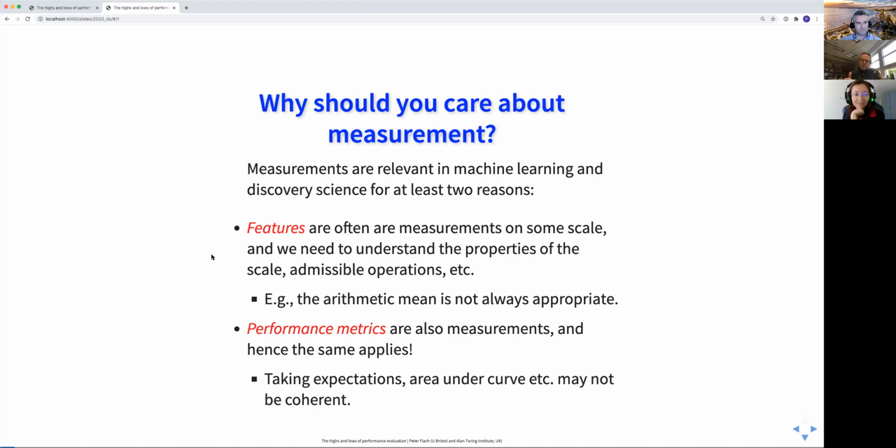So that warrants some thought. And I will talk also more about performance metrics, and they are by definition measurements. I'm measuring how well my model performs, and so we need to be clear about what we are measuring, what the properties are. Is it meaningful to take an expectation? Is it meaningful to calculate an area under the curve, and so on? So these are the kind of things that I will dig into a little bit.